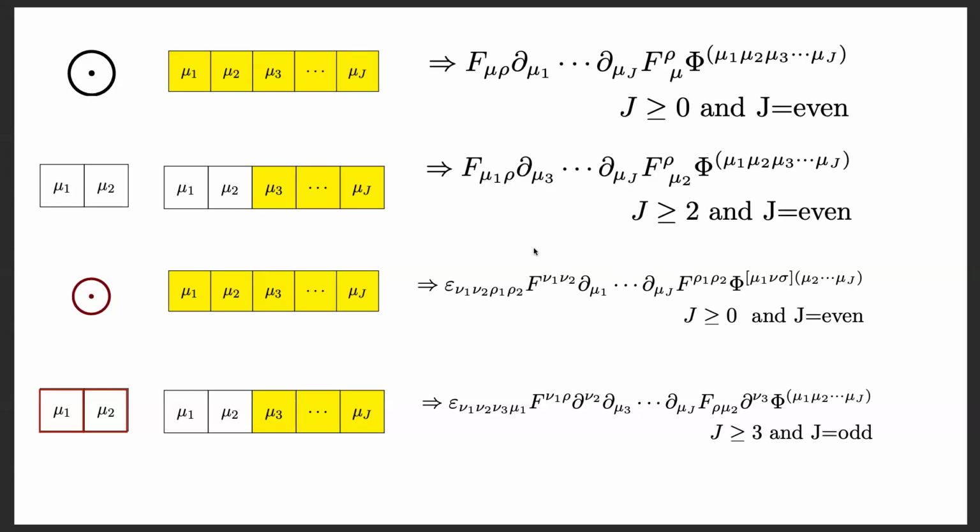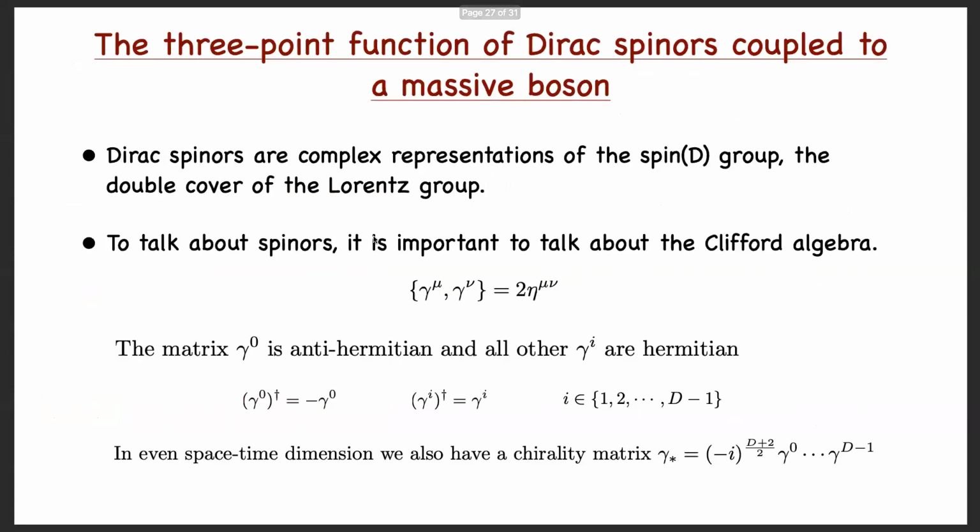So now that we have understood the interaction of photons with massive higher-spin particles, we can also extend this to fermions. In this case, we will consider only the Dirac fermion. The fermions are complex. The Dirac fermion is a complex representation of the Lorentz group, or the double cover of the group. And to understand the Dirac fermion, we have to understand the Dirac matrices and the Dirac element.